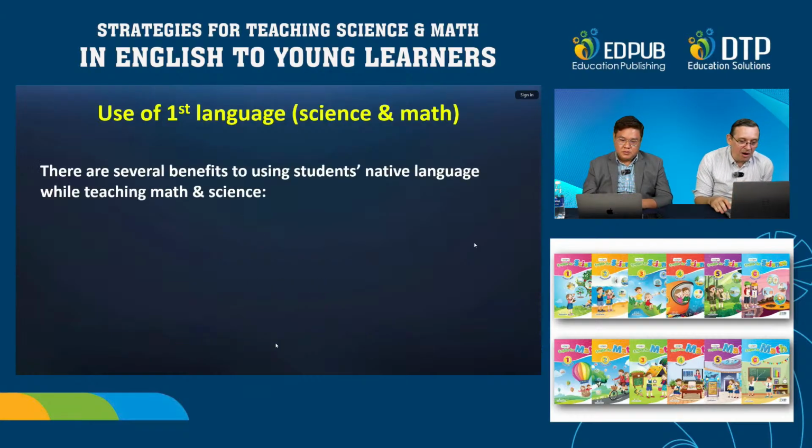Okay, the next part is I'm going to talk about using the first language for science and math. So using the student's native language.